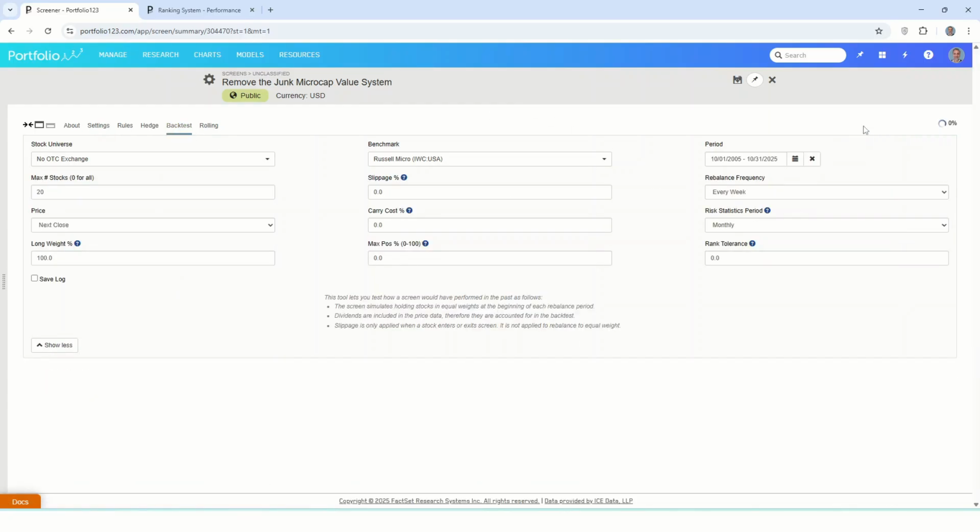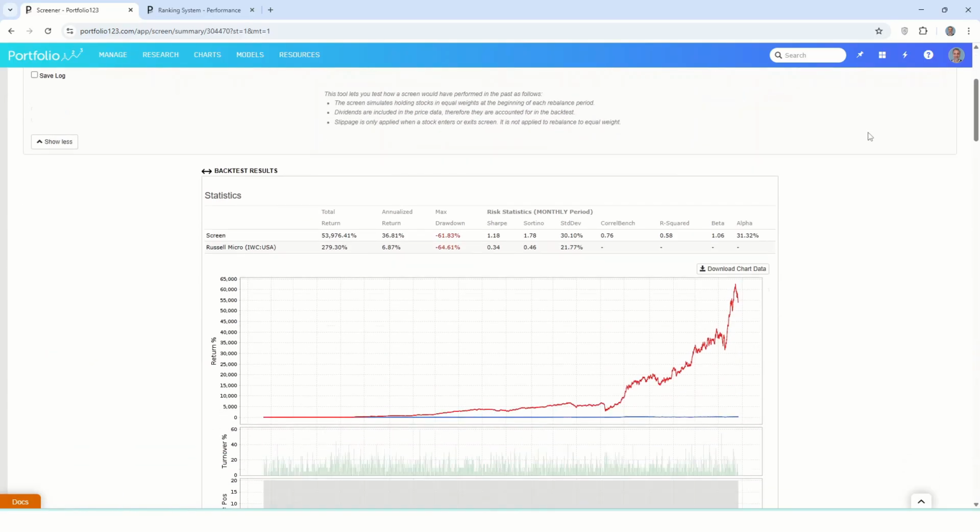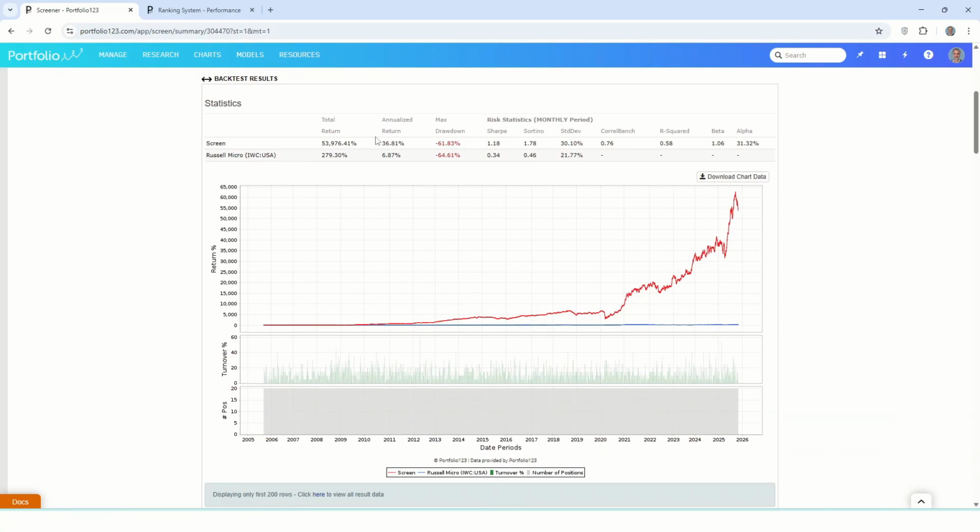Backtest, run backtest. All right, now here's the gross performance over the past 20 years. As you can see, it beats the Russell Microcap ETF IWC by roughly 30% per year. Of course, this is gross returns, and we're going to have to control for slippage, and we're going to go on to make this even better, but this is just to give you a rough idea at this point.